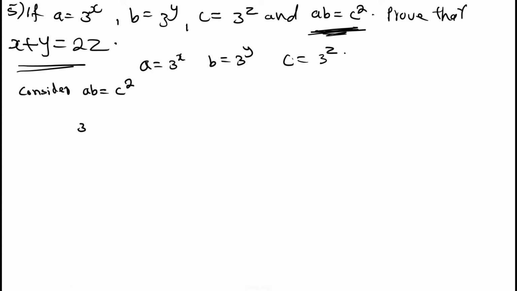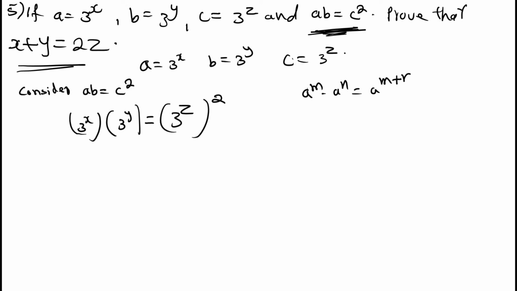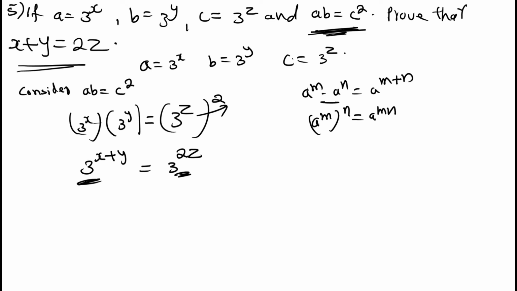Substitute a, 3 to the power x, into b, 3 to the power y, equal to c square, that is (3 to the power z) whole square. Okay, in the next step, 3 to the power x into 3 to the power y: a to the power m into a to the power n is a to the power m plus n. Don't write 3 to the power x into 3 to the power y is 3 to the power xy. 3 to the power x into 3 to the power y is 3 to the power x plus y by this formula, equal to what you will get here: 3 to the power z into power 2, that is 3 to the power 2z. Okay, for a to the power m to the power n you need to multiply the powers: a to the power mn. Now bases are the same and an equal sign is there, that means powers are also equal. This implies the value of x plus y is equal to 2z. Clear?